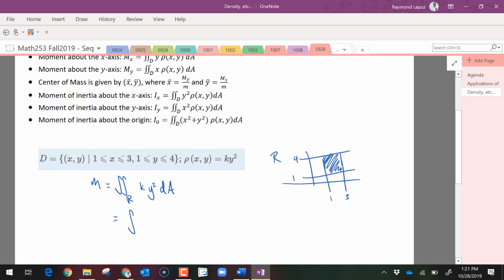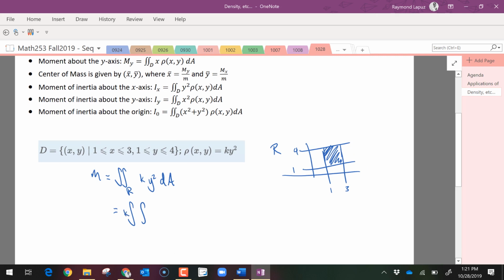So then your mass is going to be an integral of k. We can move the k outside now. The y squared, let's integrate with respect to y, and that's going to be from 1 to 4. And then we integrate with respect to x, from 1 to 3. Looks like it's got constant limits. You can take them out, switch the order, do whatever you want. If I take it out, you'll see how much easier it's going to be. There are no x's, so I can just say 1 to 3 dx, and then 1 to 4 y squared dy.